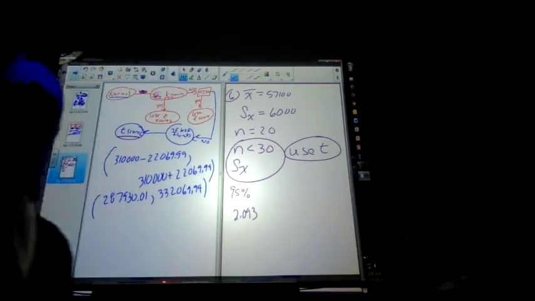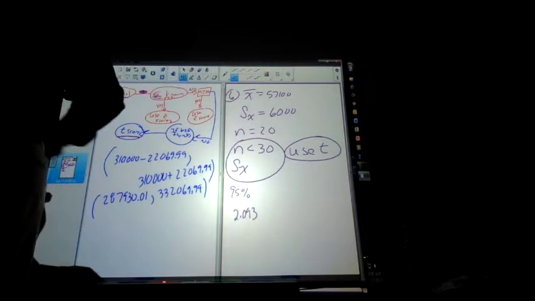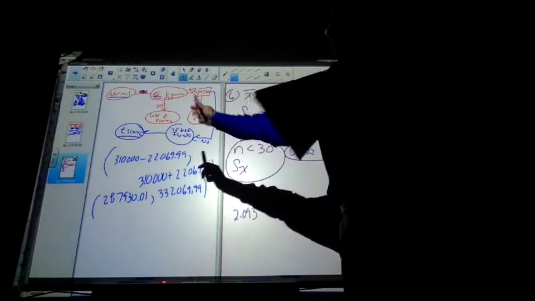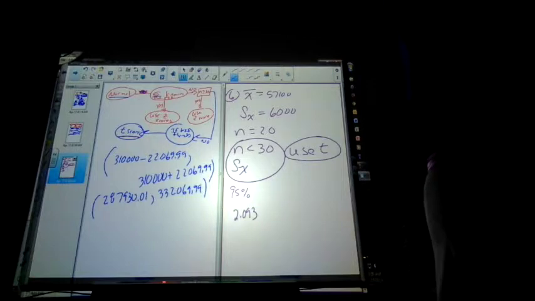Should be 29. Oh, no, and it's 20. And it's 20. So your degrees of freedom is one less than your sample size. Did that answer your question?